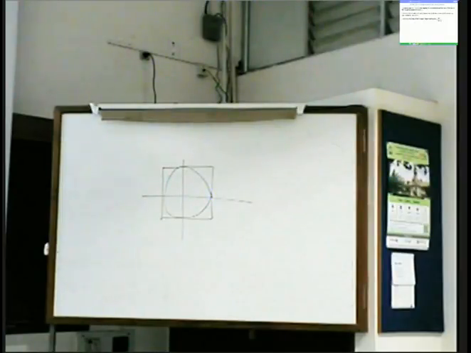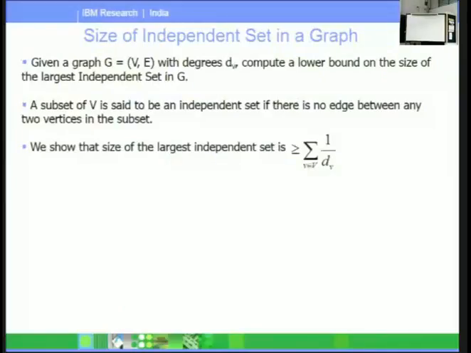Okay. So here is the first problem that we are going to look at. It's a very simple thing. So this is about estimating independent sets in a graph. Okay. I assume that all of you know what graphs are, correct? Do you know what is an independent set? Correct. Yeah.